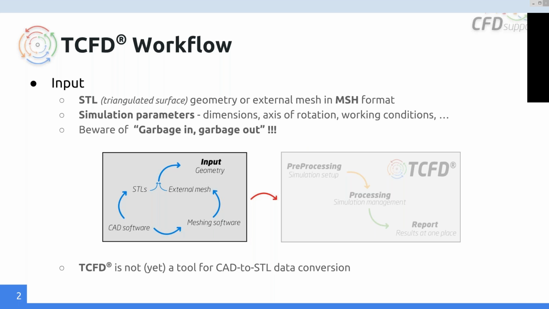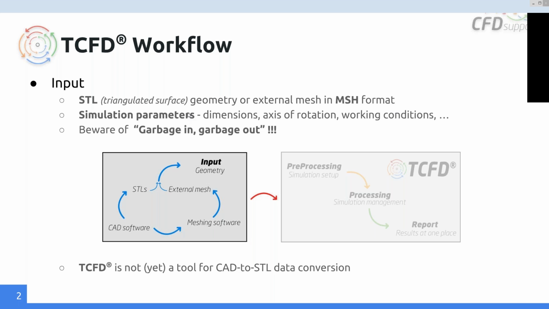Usually you need to create your geometry in some CAD software, then you export the data into STL format, which is a triangulated surface format, or use some external meshing tool and directly generate the simulation-ready mesh in, for example, MSH format, and then put it into TCFD and simulate it. So there are two main inputs: STLs, or a mesh which is ready to simulate in MSH format.